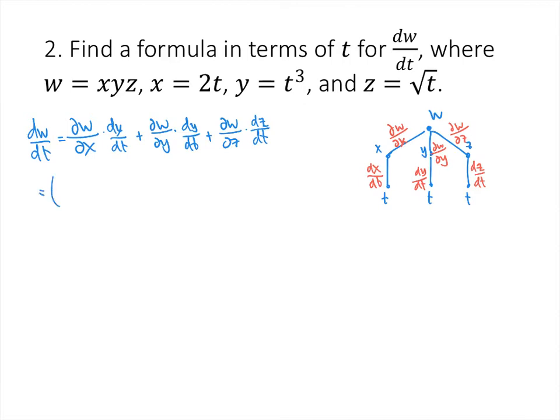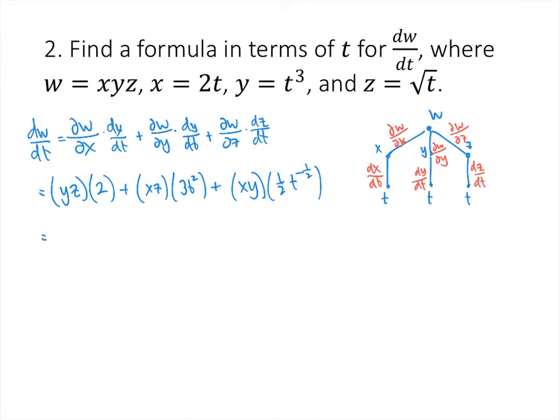So w is xyz, so when we take the partial derivative with respect to x, the derivative of x is 1, and yz is a constant multiple, so we just get yz. Multiplied by dx dt, well, the derivative of 2t is 2. The derivative of w with respect to y is xz, and then the derivative of t cubed is 3t squared. And then finally, the derivative of w with respect to z is xy, and the derivative of the square root of t is 1/2 t to the minus 1/2.